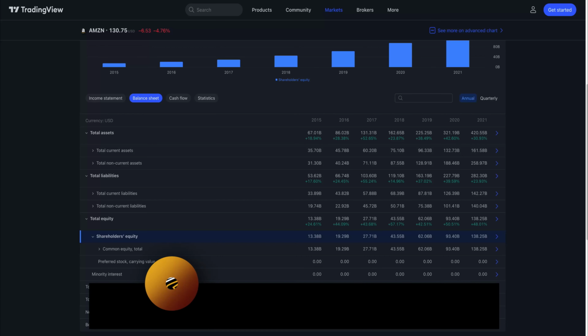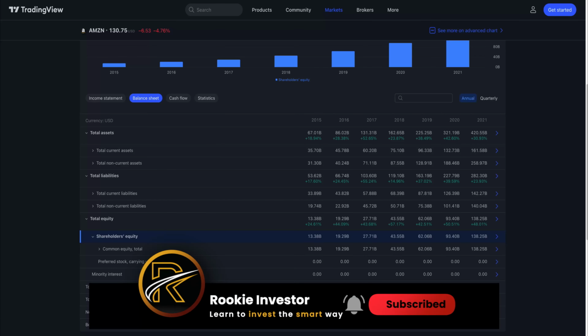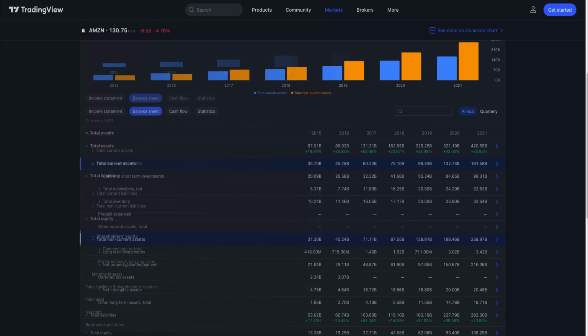Now that we covered the three main categories on the balance sheet, let's dive a bit more into it and check the subcategories. Starting with the assets, they are separated into two subcategories, the current assets and the non-current assets. Current assets refers to all the assets of a company that can be liquidated to cash easily or are expected to be sold, consumed, or used through business operations within 12 months or a year. Examples of current assets are cash, stocks, inventory, accounts receivable, and so on.